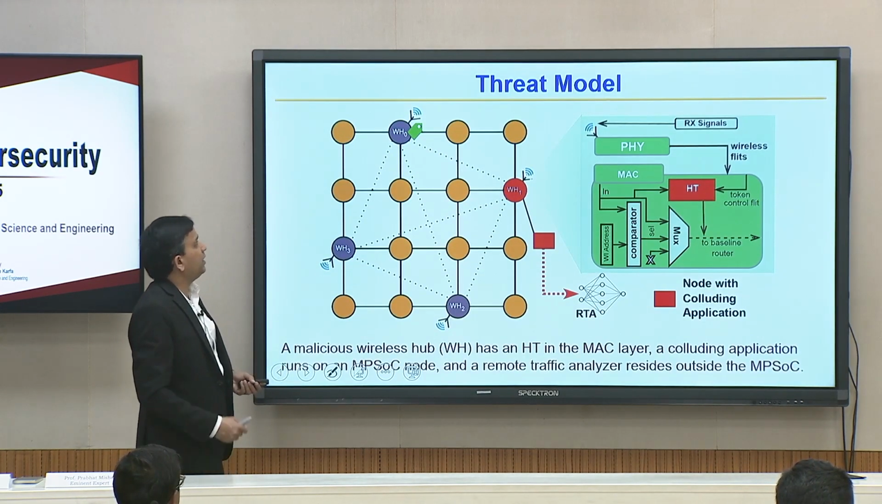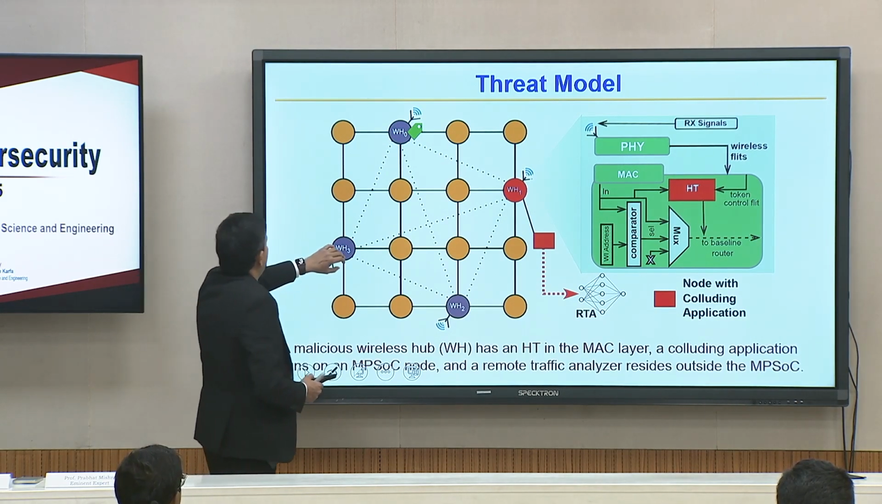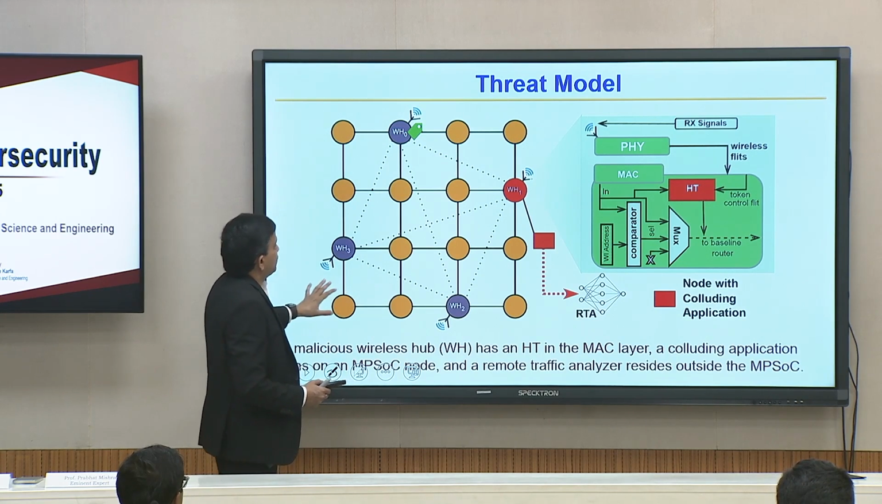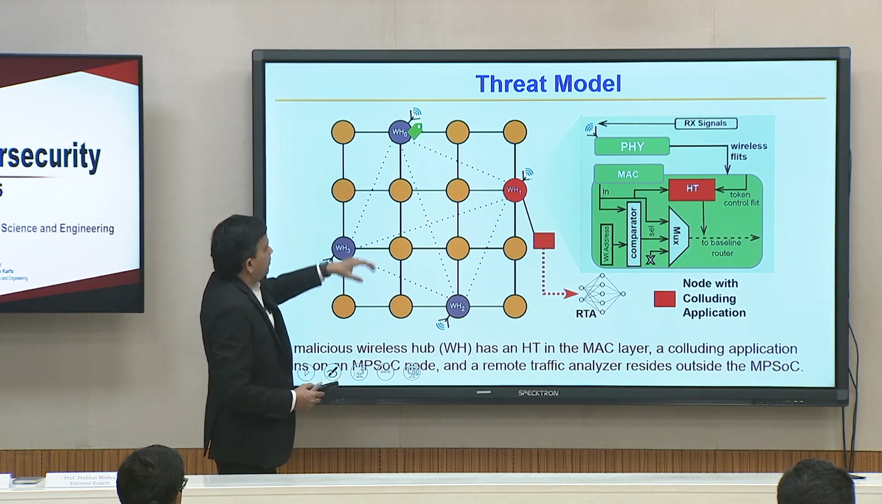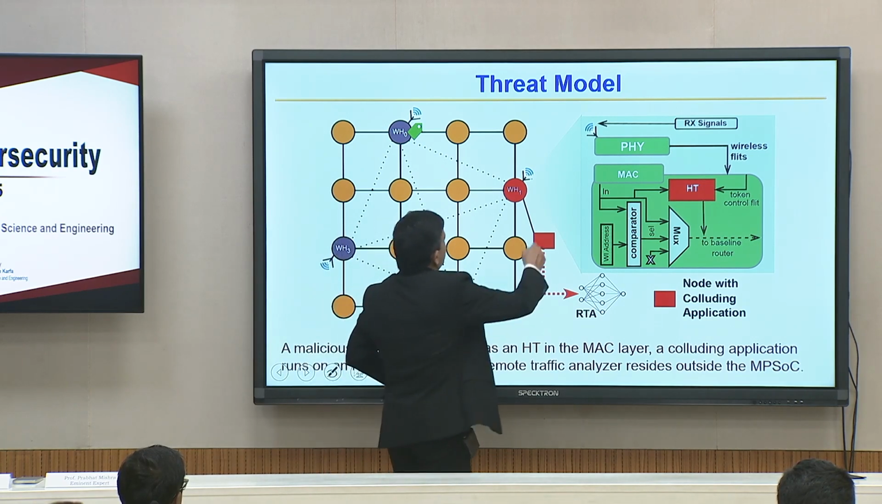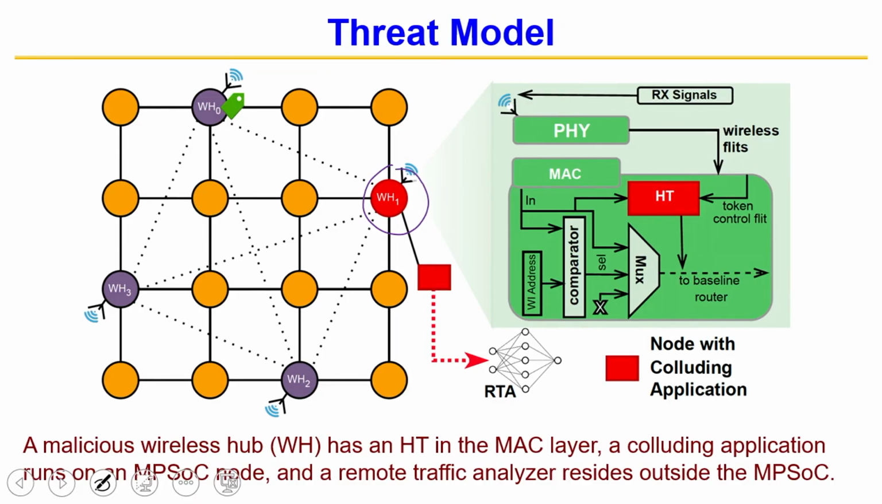So, what is the threat model in this particular scenario? Basically, the threat model goes like this: you have this 4 cross 4 layout with multiple wireless hubs, and maybe one of the wireless hubs, in its TDMA MAC protocol, has some kind of Trojan or malicious implant. It is able to sniff the data and send it to an outside node. It could also be an inside node that has some kind of neural network to do analysis. This is typically known as a colluding application.